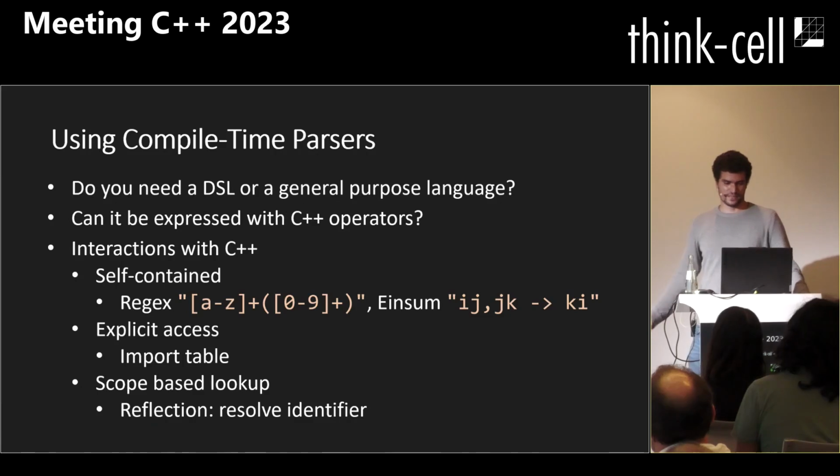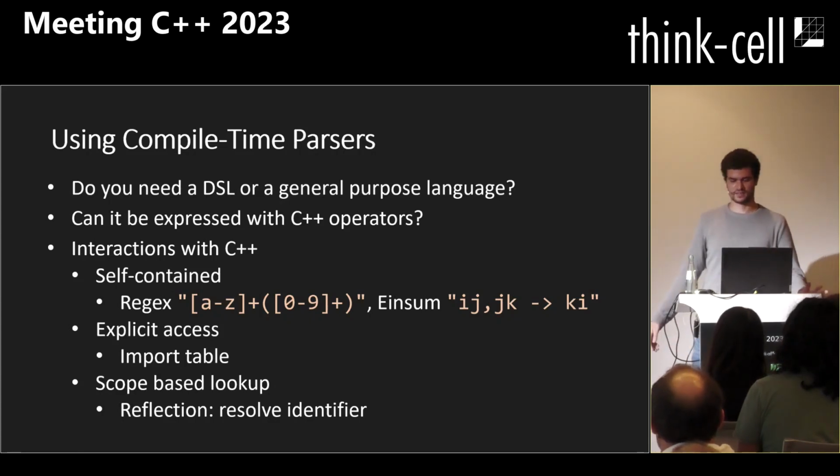When we use compile-time parser, the first thing to ask is, do you need a domain-specific language or a general-purpose language? Compile-time parsers are best suited for domain-specific languages. So if you need a general-purpose language, I recommend using regular C++. The second thing that you need to ask is, can your desired syntax be expressed with C++ operators? If so, then use operator overloading.